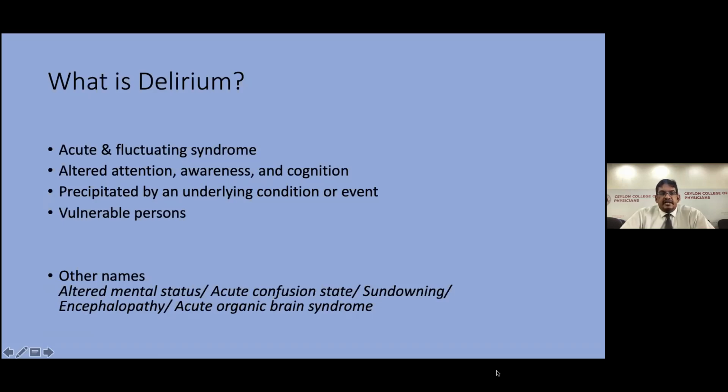You may think that delirium comes in older adults. Not so. It can come in any kind of individual, even in middle age, but also in children as well. There are various other names, such as altered mental status. We call delirium acute confusional state, sundowning, encephalopathy, or acute organic brain syndrome. I believe the Sinhala term is Vibrantia, which is again a very deliriogenic word. So we think that delirium is something which cannot be understood well.